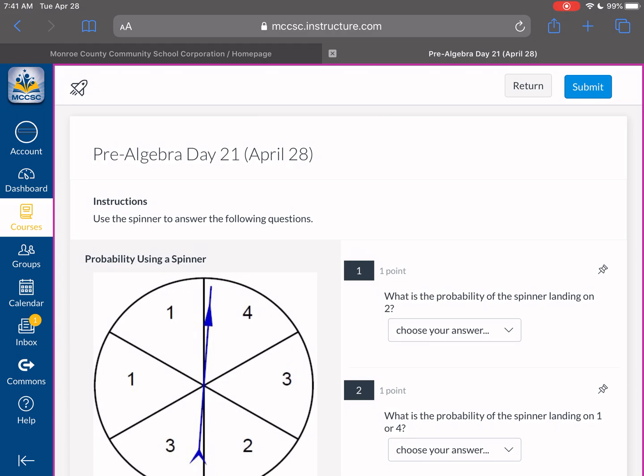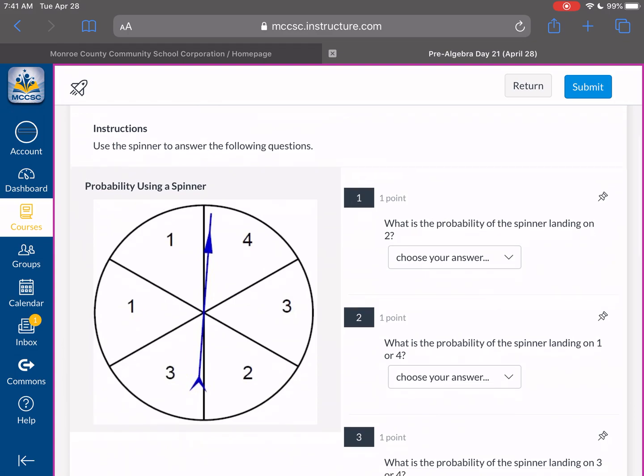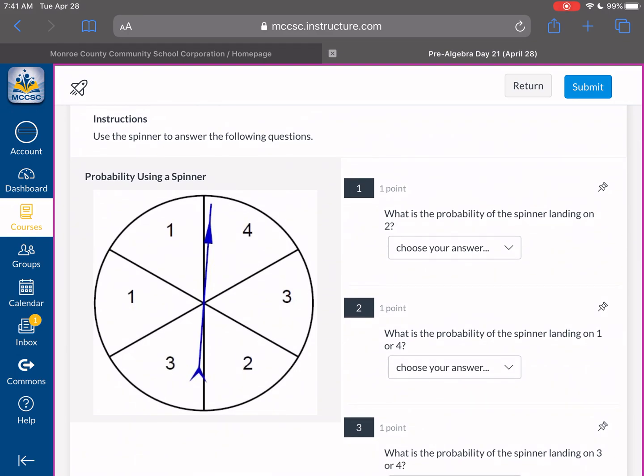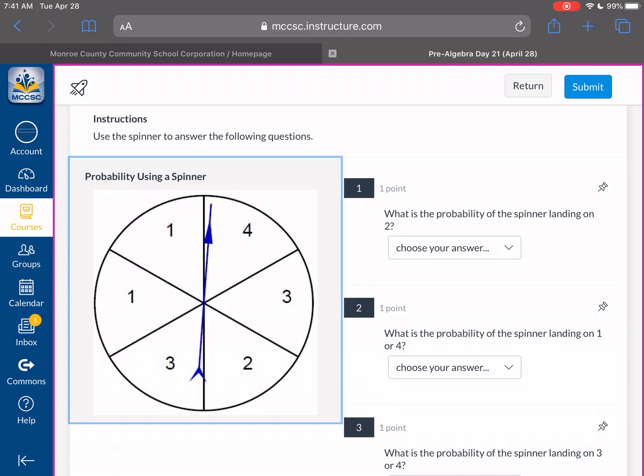Here we're going to be finding probability using different spinners today. Remember, when you find probability, it's all about what you're looking for divided by the total number of options. If we look at this spinner, we have 6 options, 6 different triangle areas that we can land on. So the initial denominator will always be 6.